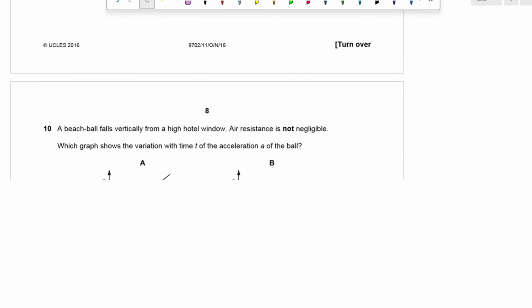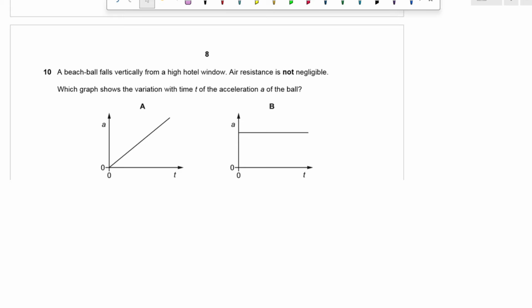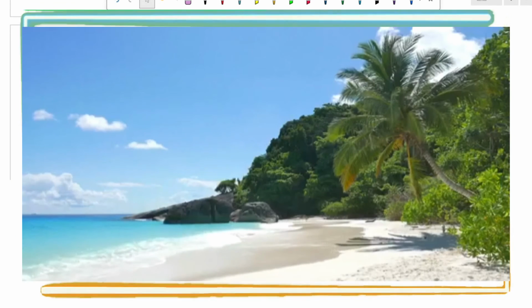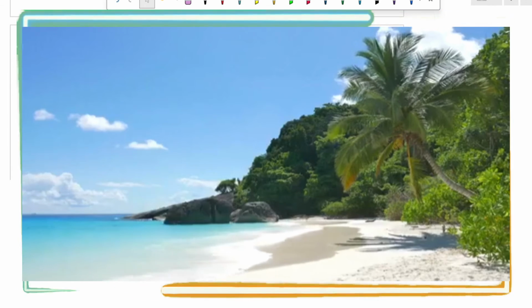Move on to the next question. Question 10. A beach ball. So we're going to the beach, guys. So we're going to stop physics and go to an actual beach, right? As you can see on the screen.